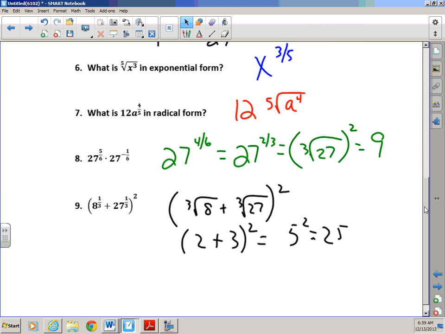So to just quickly summarize, rational exponents mean exponents that are rational numbers. The numerator of the exponent tells us to raise that number to a power, and the denominator is the root of that number.